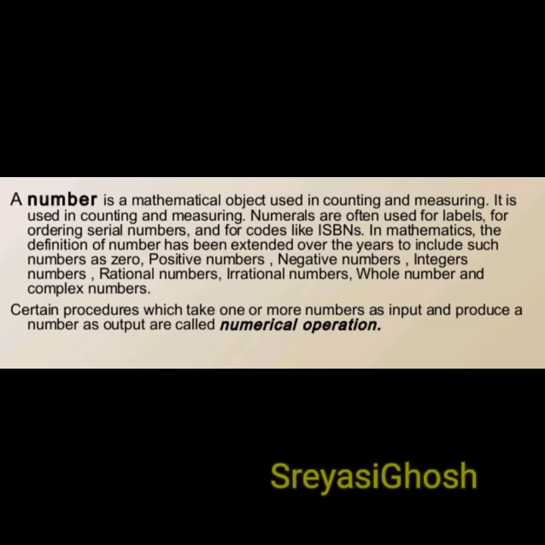We go to the definition first. It is a very bookish definition. It says that a number is a mathematical object used in counting and measuring.